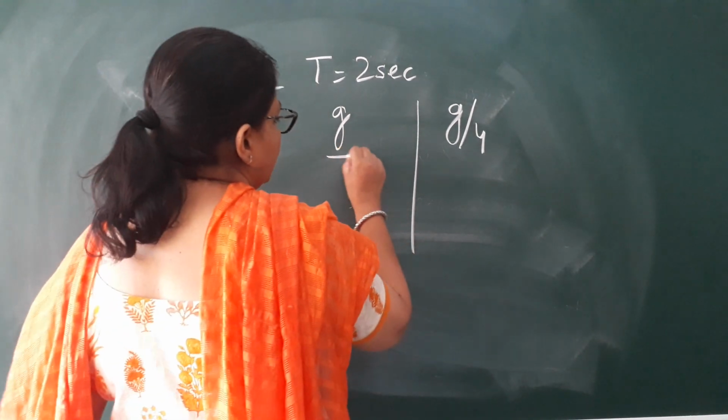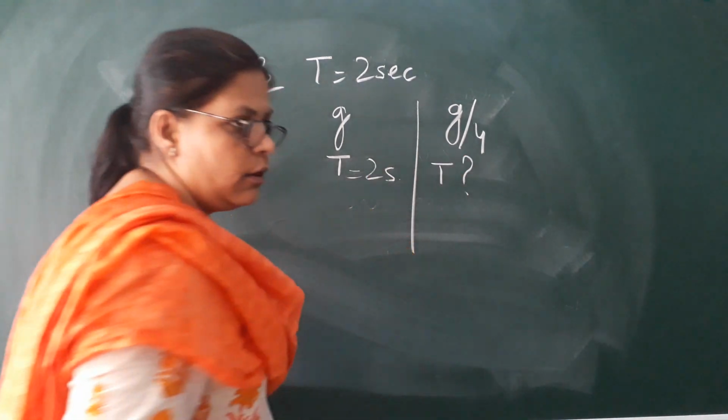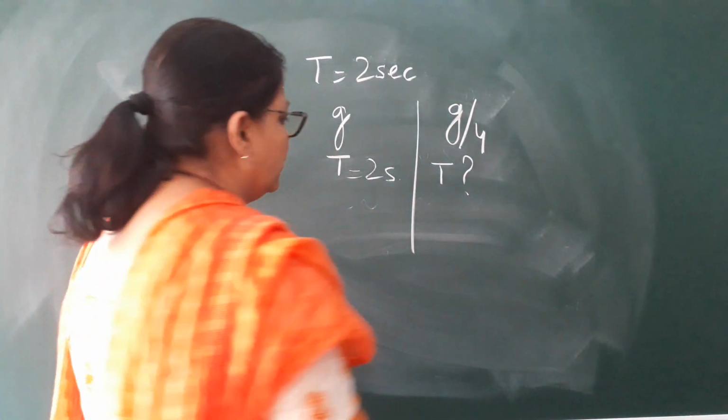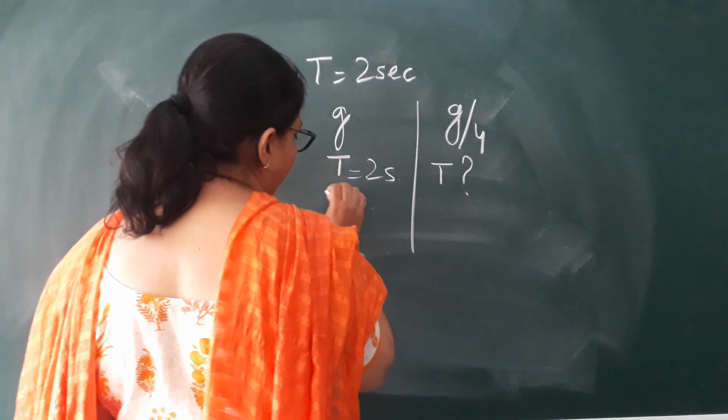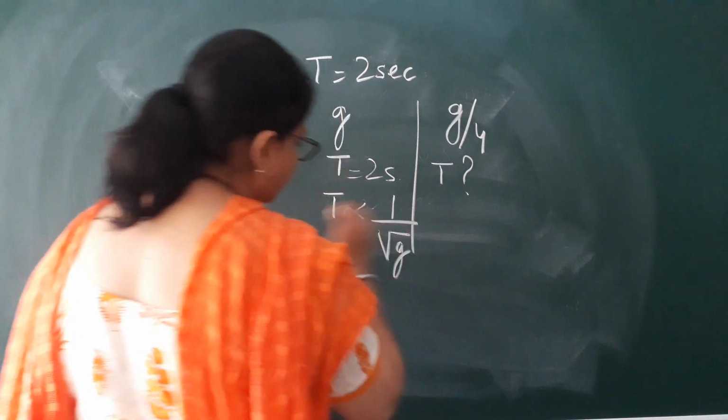They have asked you, see, initially the time period was 2 seconds. Now, here, what is the effect? Now, let us see what is the relation between time period and acceleration due to gravity. We know that T is proportional to 1 over under root g. So, let's substitute the value.